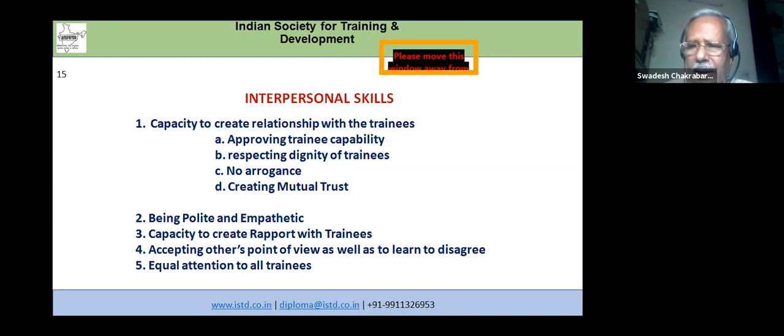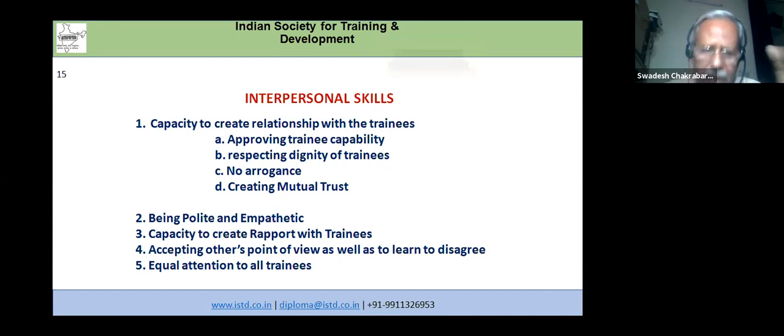They should have the ability to create mutual trust, that whatever the trainer is saying, he is saying to the best of his knowledge and opinion, whatever he is delivering, he knows about it. There should be mutual trust, that the trainer is interested in the development and the growth of the trainees. That should come out of his training delivery. That mutual trust. A trainer has to become polite and empathetic.